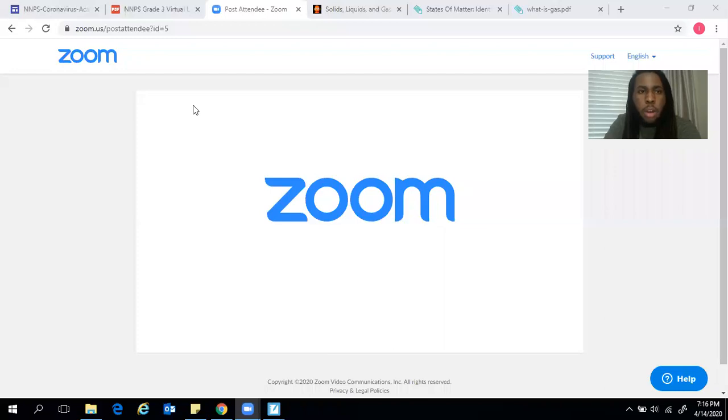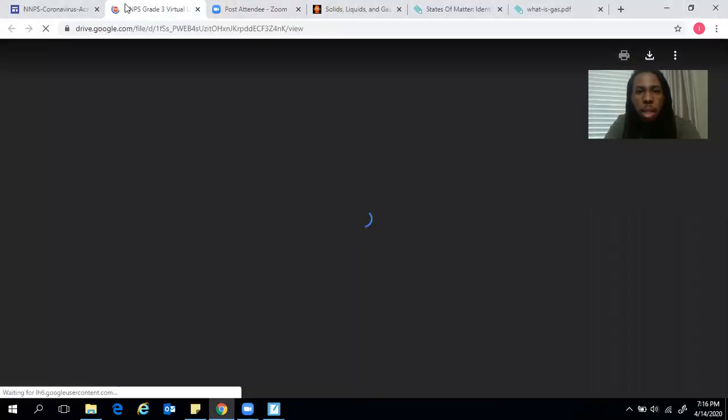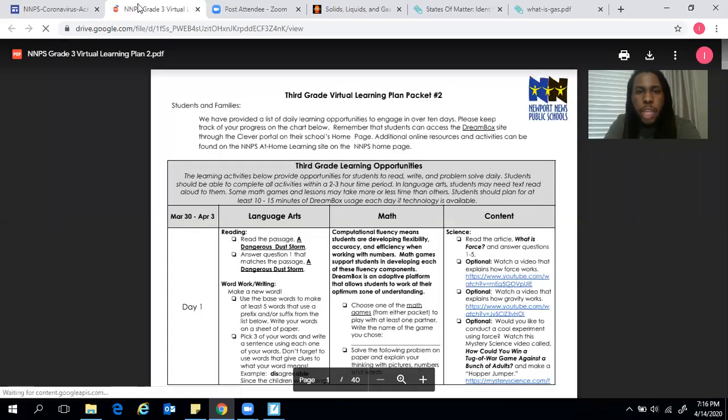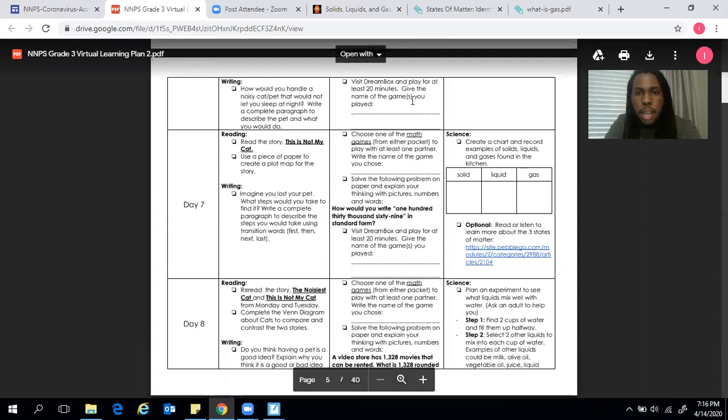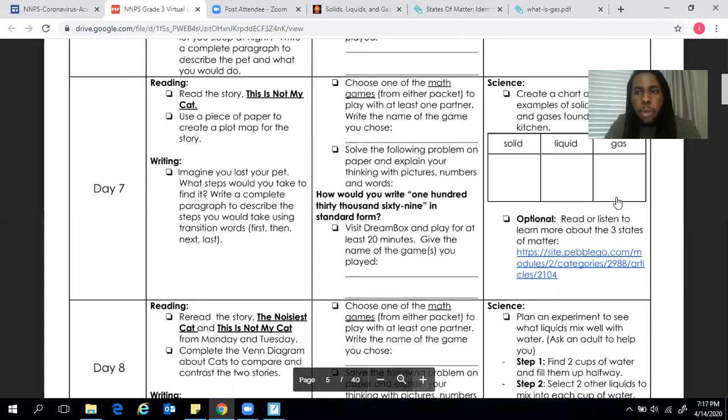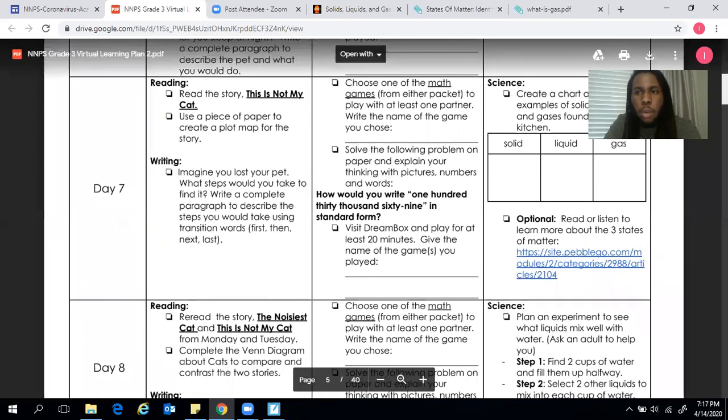Let me go ahead and share my screen with you all so that you can see the things that I am working on as well. All right, so Mr. Wheeler has his virtual packet pulled up. Yep, there it goes. And I'm scrolling down to day 7. All right, let me zoom in a little bit so we can look at our learning targets and see what we are supposed to be accomplishing today.